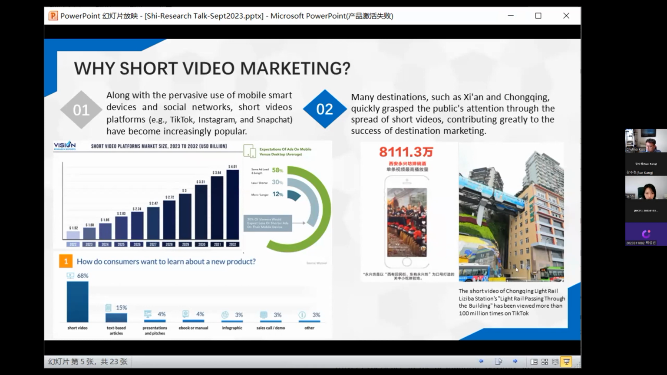huge volume of views. And this one on the right side is a very famous site in Chongqing, which is my hometown in China. You can see here the Chongqing light rail station. This is a light rail station, and you can see the train going past the building. The tourists think this is very strange and refreshing. So this kind of short video quickly grabs their attention on the short video platform, and they got more than 100 million views on TikTok, which is a very popular short video platform in China.